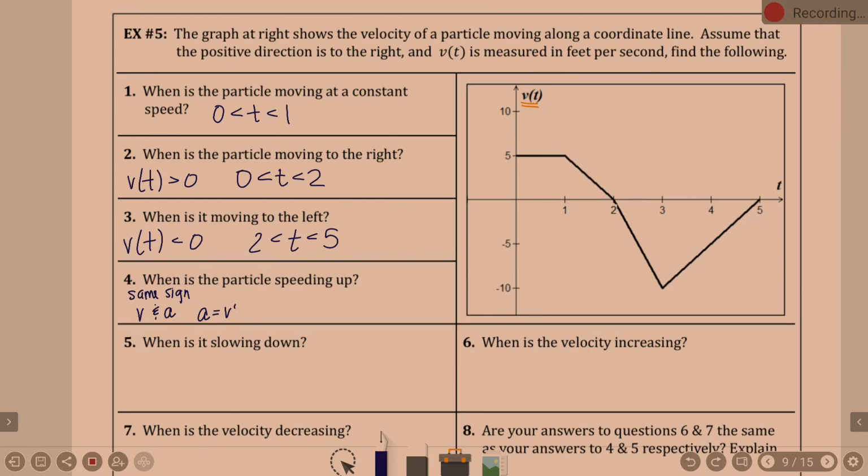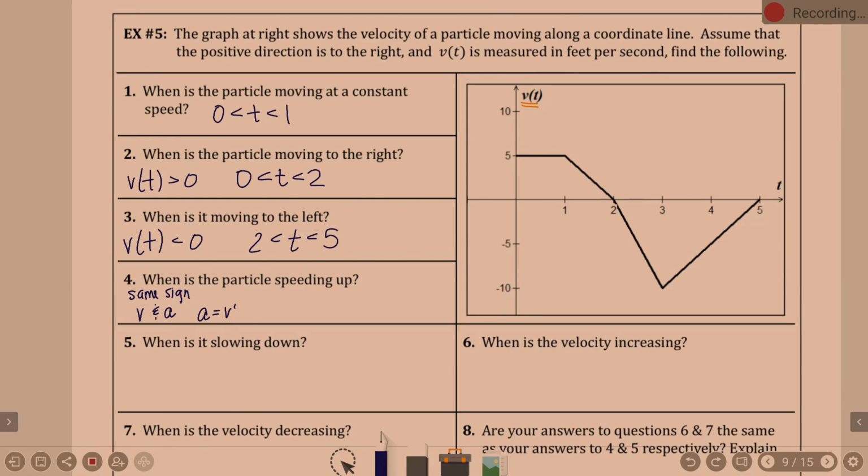Reminders. This is a velocity versus time graph here, yes? So these values that you see, anything you think of as an ordered pair, the x value is the time, the y value is the velocity, okay? Quick review to get us back in the groove here.